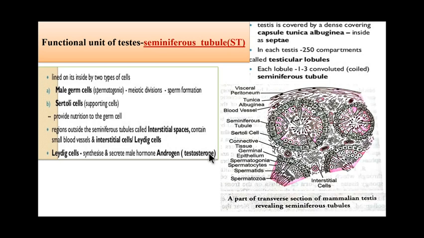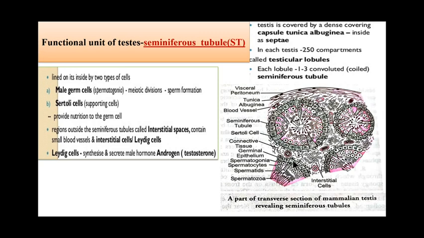Okay, now the region outside the seminiferous tubule is called the interstitial spaces, which contain small blood vessels and interstitial cells or Leydig cells. Here you can see these are the spaces where the Leydig cells are present, and they secrete androgen, that is the male sex hormone testosterone.